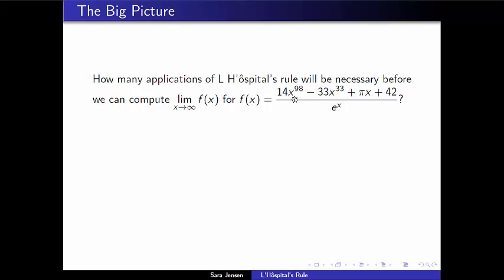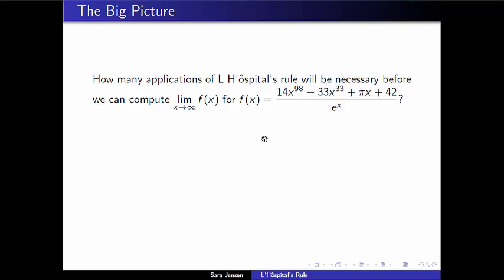However, the numerator will become another polynomial, a different polynomial with smaller degree. And that can't go on forever. So after 98 applications of L'Hopital's rule, I will find that the limit of this original function is equal to the limit as x goes to infinity of some huge constant divided by e to the x. And it doesn't matter how big that constant is. As x approaches infinity, e to the x will eventually get larger than that constant.